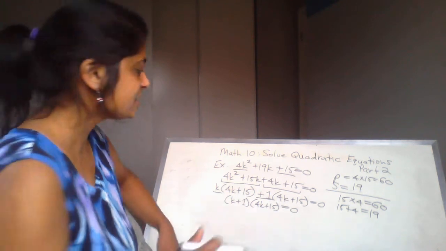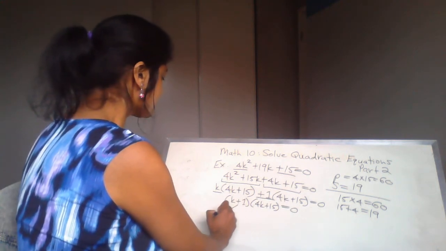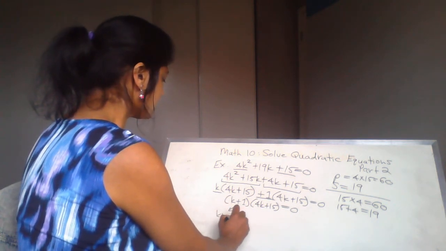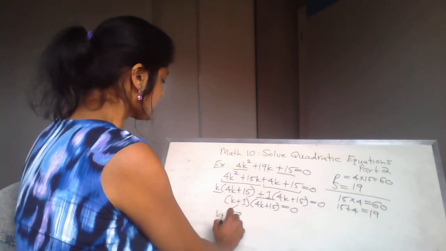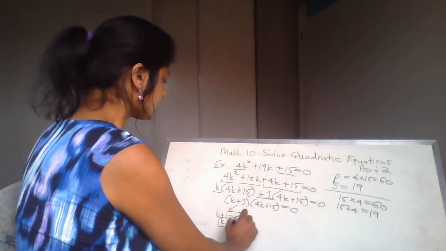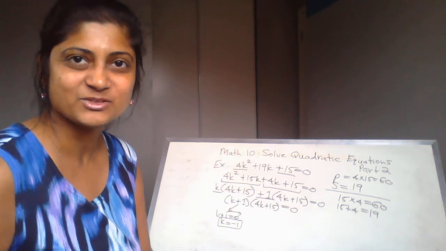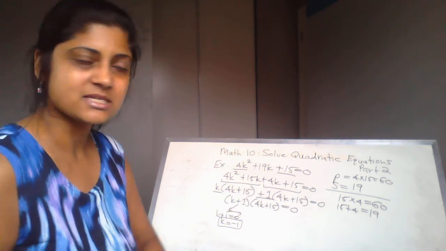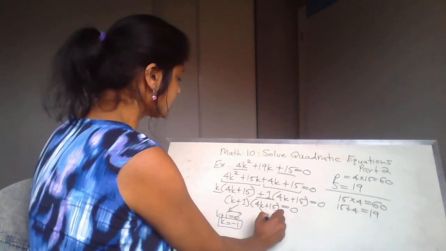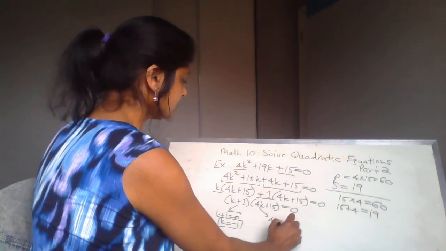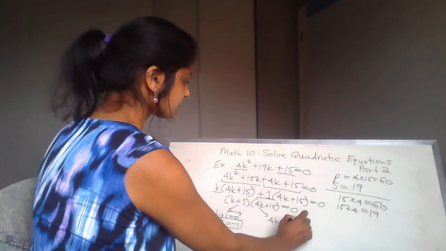All right. So what we're going to do here is do k plus 1 equals 0. And when you take the 1 to the other side, k is equal to negative 1. Okay? Do the same thing with the second brackets here. Okay, we're going to do 4k plus 15 equals 0.